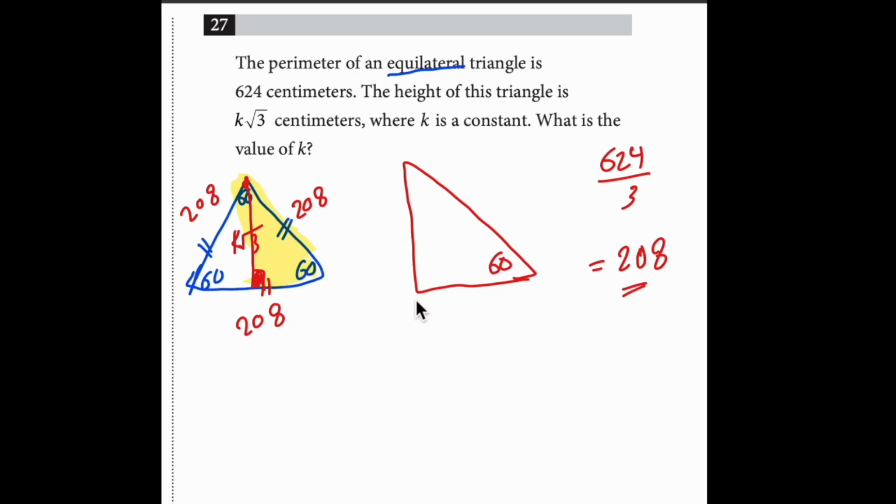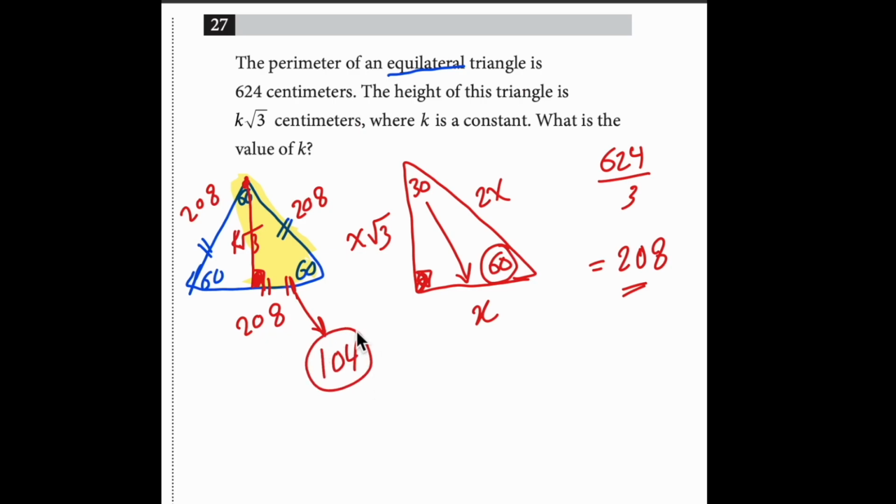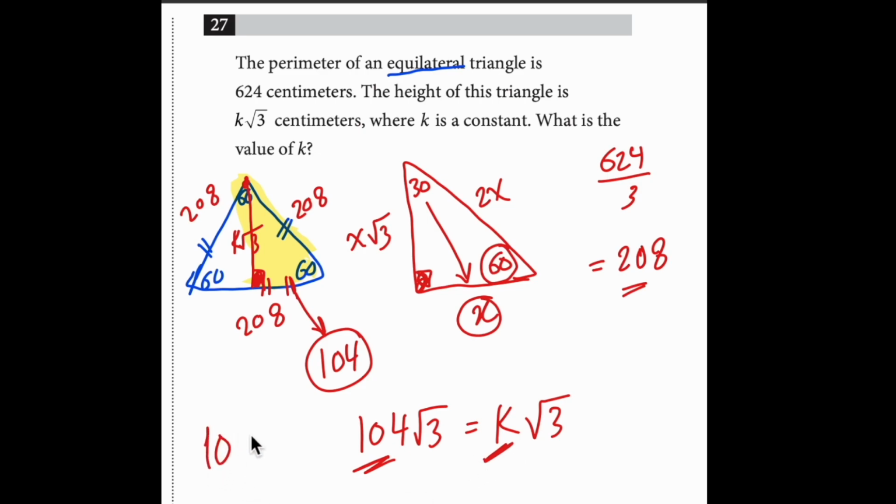If we have a 30-60-90 triangle, where this angle is 60, this is 90 and this is 30, and the side opposite the 30 angle is x, then the hypotenuse is 2x, and the side opposite the angle of measure 60 will be x radical 3. So to find this side, it will be 208 divided by 2, which is 104. So x is 104, and x radical 3 will be 104 radical 3. This is the height, which is k radical 3. By comparing, we have k equals 104, so the answer is 104.